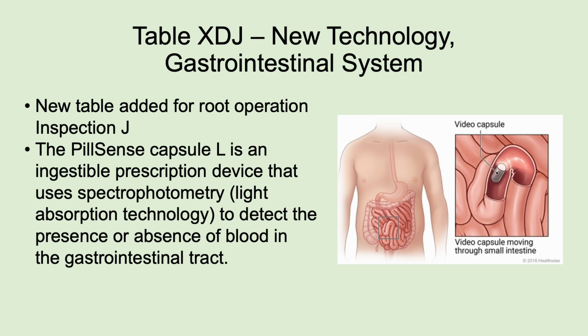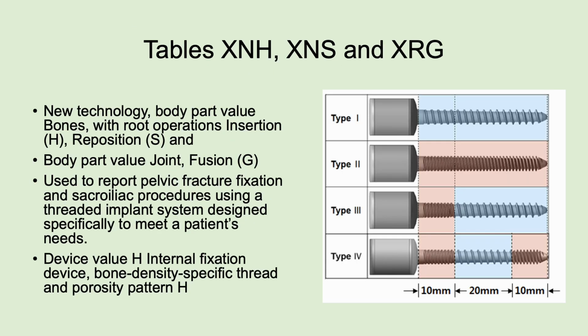Let's look at gastrointestinal. A new table was added for root operation inspection, J. Now this is another code that was added for a specific device, specific product. It's called the PillSense capsule, L. It's an ingestible prescriptive device that uses spectrophotometry, light absorption technology to detect the presence or absence of blood in the gastrointestinal tract. And you can see it's swallowed, and then you see the video capsule moving through the small intestine. That's what I love about coding. It's just, wow. Learn all kinds of things.